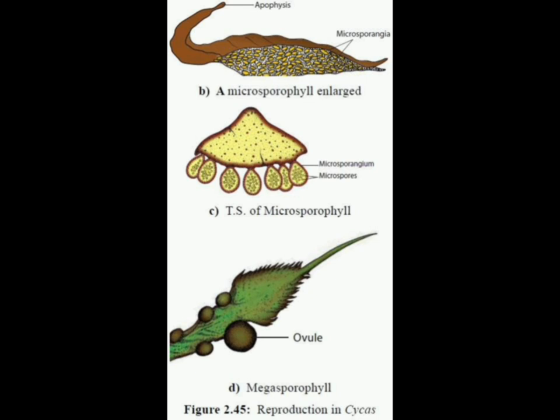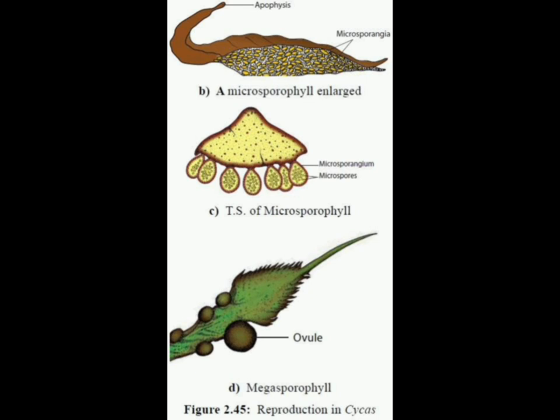So the male reproductive structure, or the male reproductive organ, is known as the male cone, and the male cones are produced exclusively by the male plant. Each male cone is a stalked, large, conical shaped structure. It is produced in the terminal part. It has a central cone axis around which microsporophylls are arranged. And the tip of the microsporophyll is narrow, short, and is termed the apophysis.